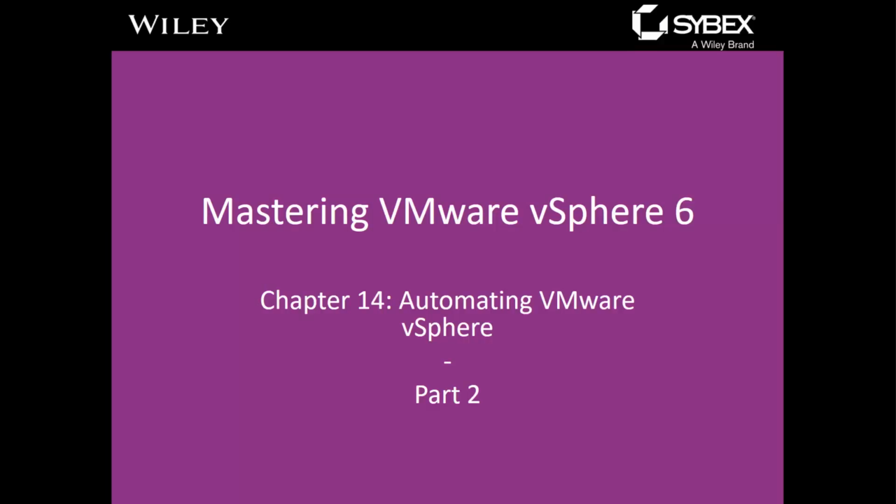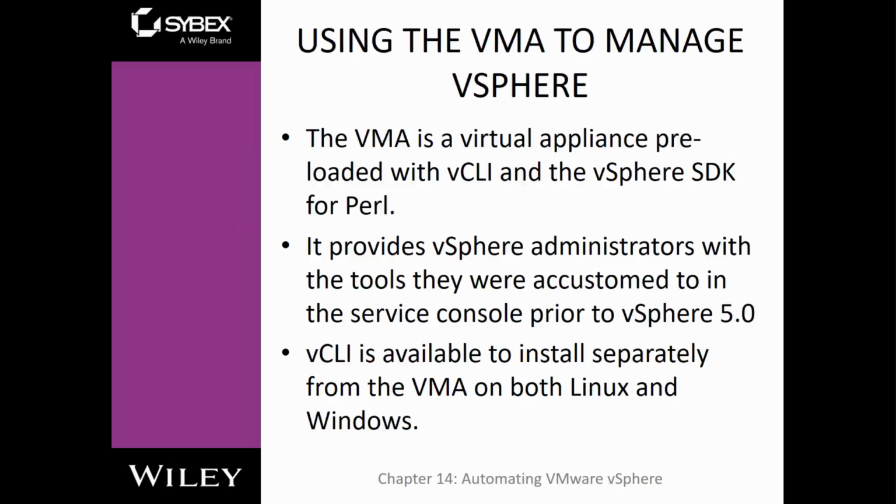So let's move more into the VMA features. VMA is a virtual appliance that's preloaded with the CLI and vSphere's software development kit for Perl. It provides the vCenter, the VMware administrator, with tools that you're accustomed to and a better service console. In 5, it was kind of horrible, but with 6, there's been a lot of improvements. The vCLI is available to install separately from the VMA, and you can do that both on Linux and Windows if you choose to.